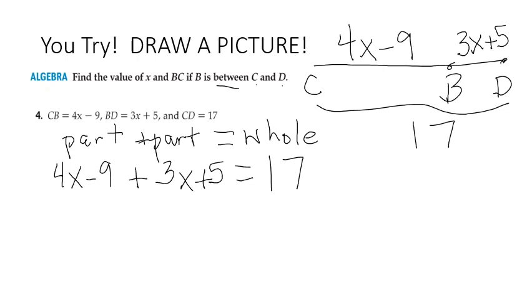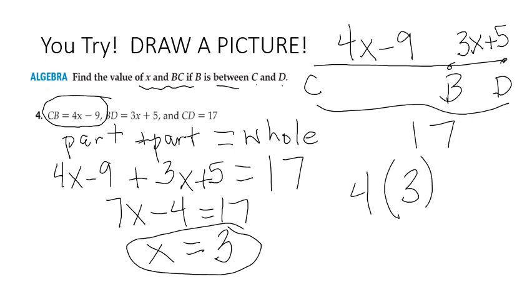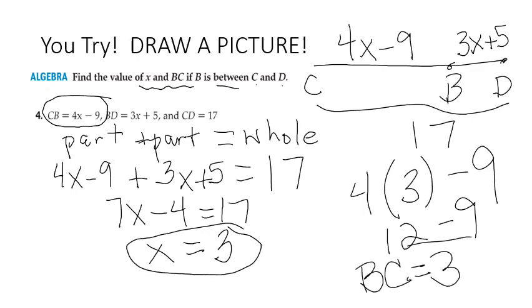Now you could put it into the Desmos calculator. And we'll get x equals 3. But they also want to know BC. So here's the piece we need. BC is the same thing as CB. 4x, or 4 times 3, minus 9 is 12 minus 9, which is 3. And we are done.